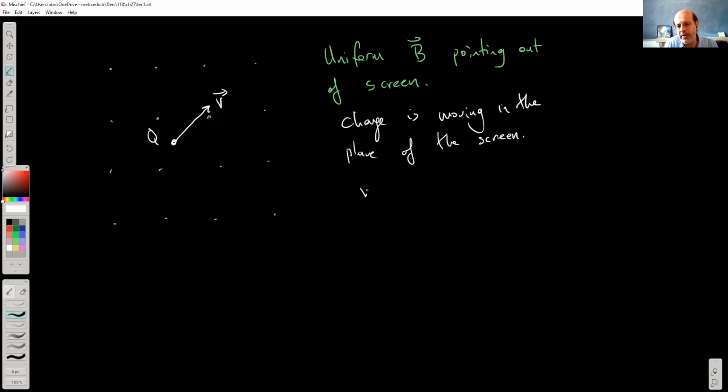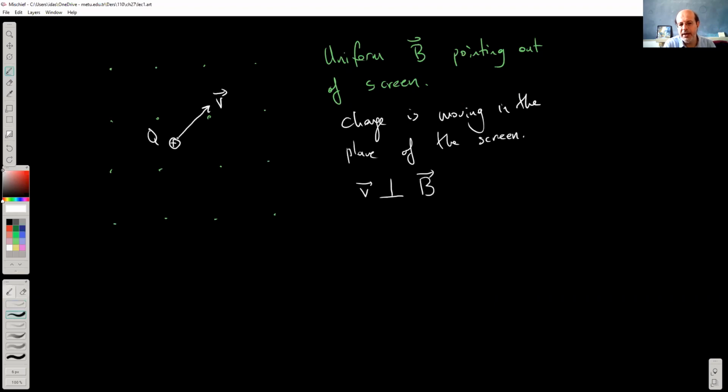So therefore, the velocity is perpendicular to the magnetic field. I'm just looking at this case, right? In reality, of course, the velocity can be in any direction, so it can also be parallel. But let's just look at only this case, okay? Is this charge positive or negative? Let's say that it is positive.